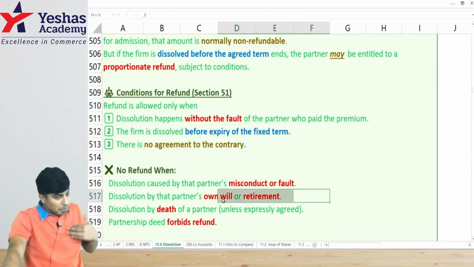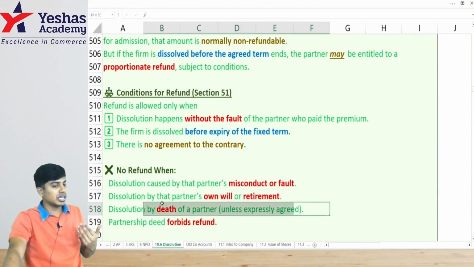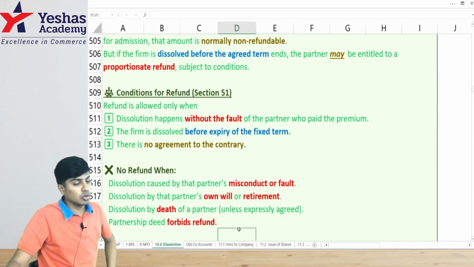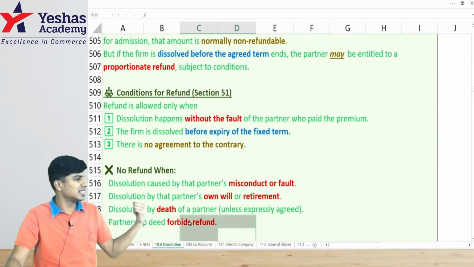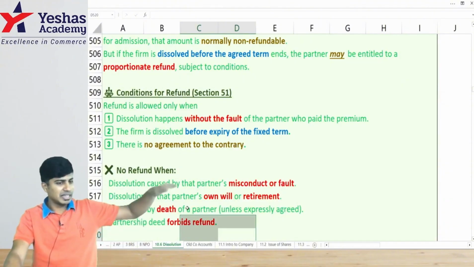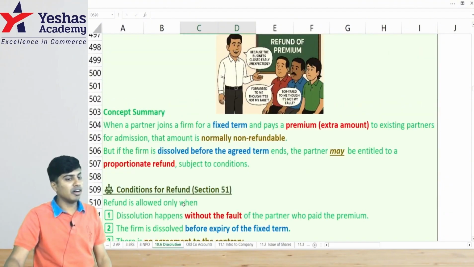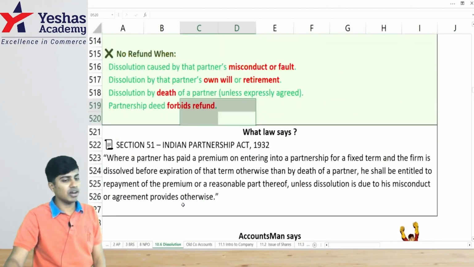No refund when I am pushing the firm to be dissolved or I am retiring. But a refund when the firm is getting dissolved because of death of a partner, or no refund if the agreement says that we should not be refunding that money. Same thing I have given in 2 different languages, but I hope you understood. This is the topic of refund, which is topic 4 of our chapter.